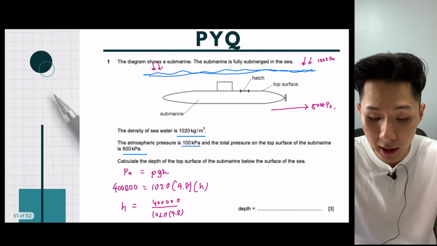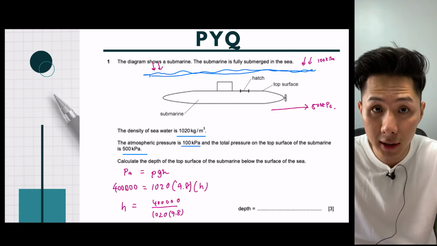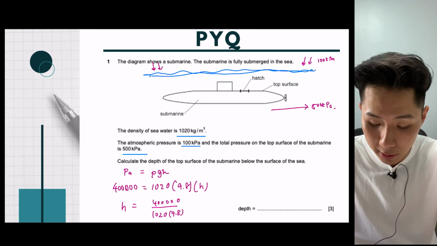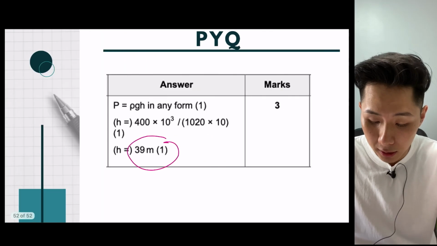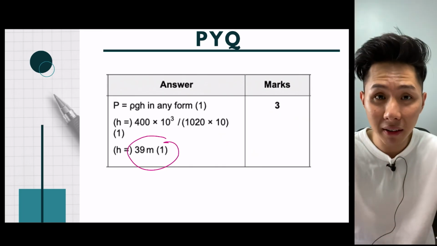You may get a slightly different answer because in the new Cambridge syllabus, they require you to use 9.8 instead of 10 for your gravitational acceleration. So that's something you need to take note of. But that's basically how you solve it. And that's about it for this chapter.